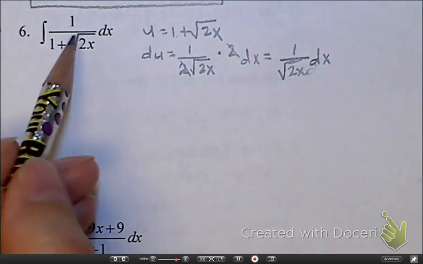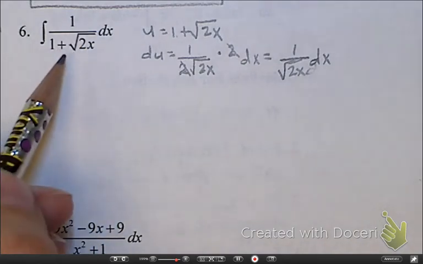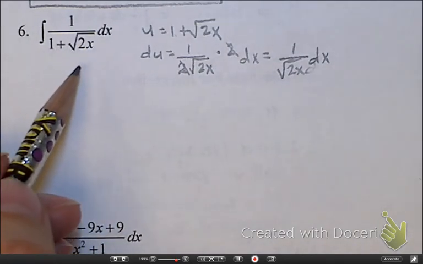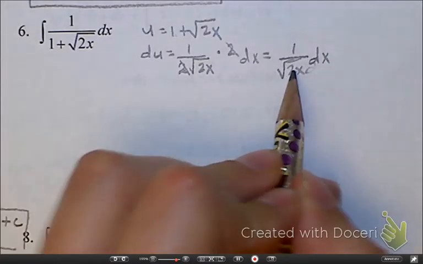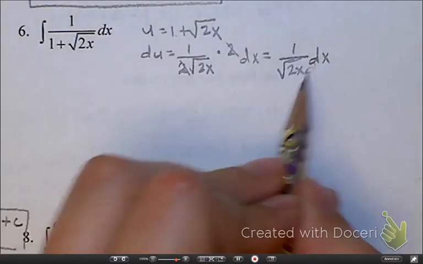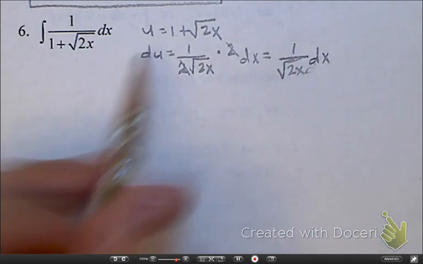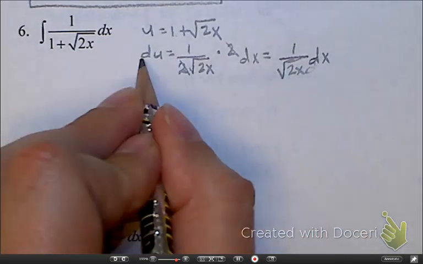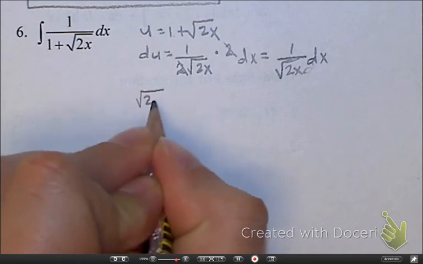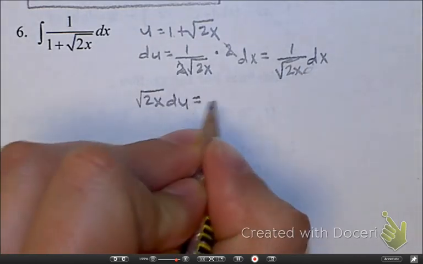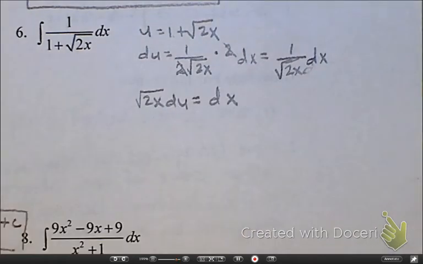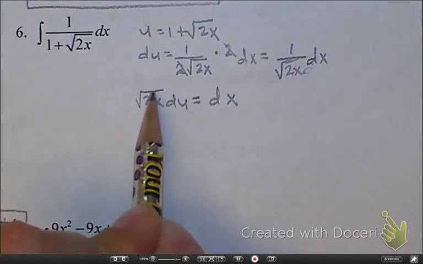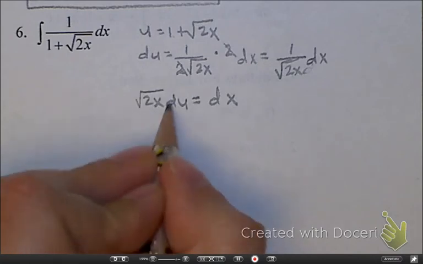Well, that's great and all, but there is no 1 over the square root of 2x over here. So we have to do a little bit more manipulating, and that's where it gets just a little bit tricky. I could get rid of this 1 over the square root of 2x over to this side. So if I multiply the square root of 2x on both sides, I have the square root of 2x du equals dx. But remember, you're not allowed to pull a variable outside of the integral, so it's not like I can just say that this is going to be pulled out of the integral. I actually have to find out what this equals.